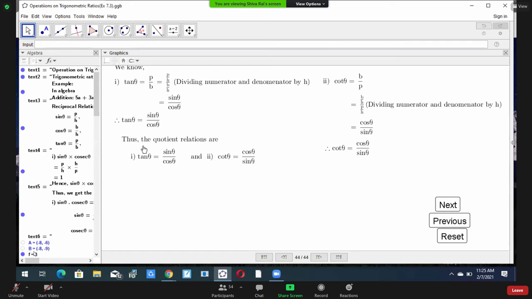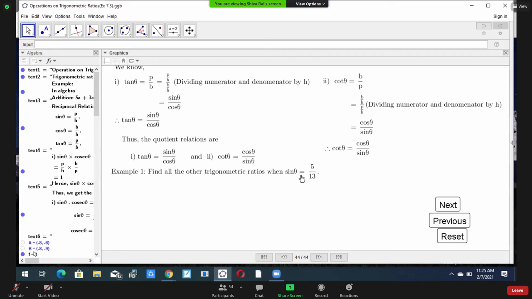Same thing, I am here writing the quotient relation. From the quotient relation, commonly I am writing tan theta equal to sin theta upon cos theta, cot theta equal to cos theta upon sin theta. Now you look here, number 1, example 1.